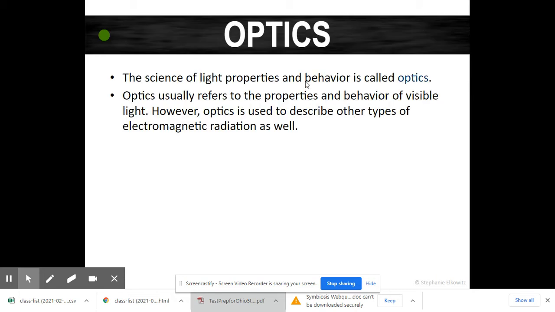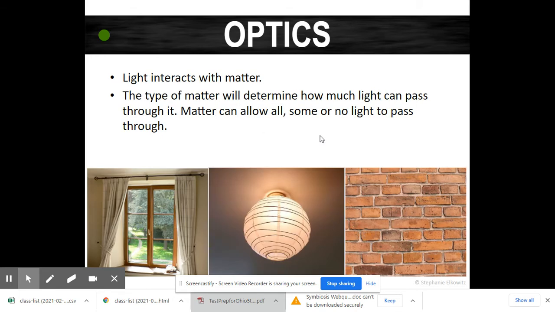Okay. Overall, this form of light energy we call the study of optics. So that's the science of light properties. And when we look at light and its behavior, it is called optics. Optics usually refers to the properties and behavior of visible light. However, optics is used to describe other types of electromagnetic radiation as well.